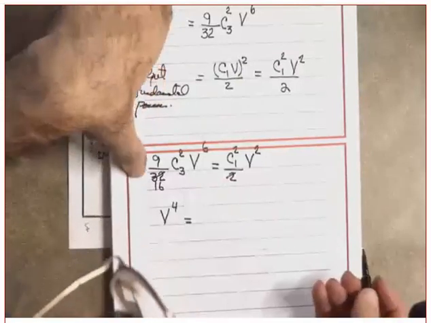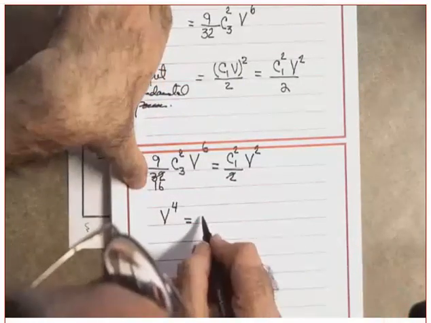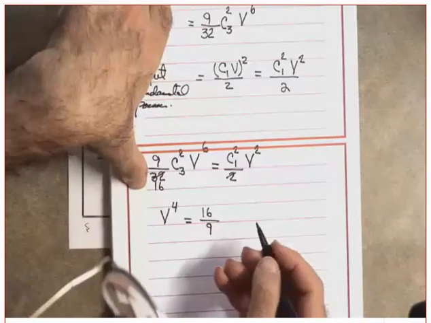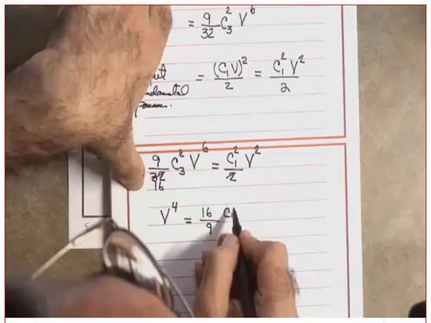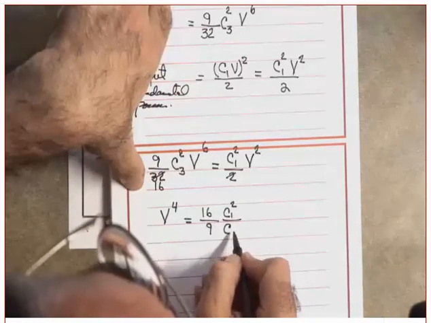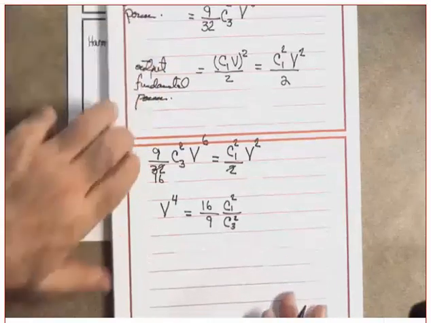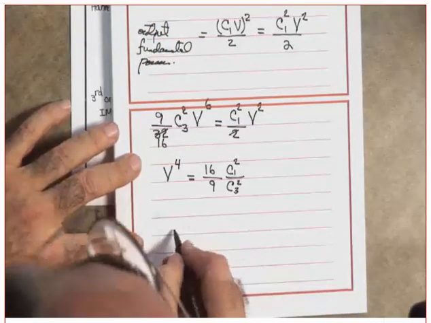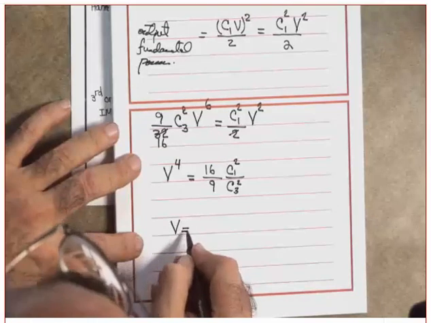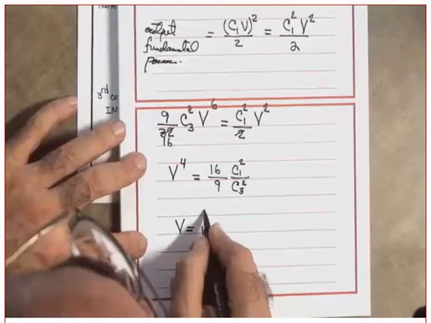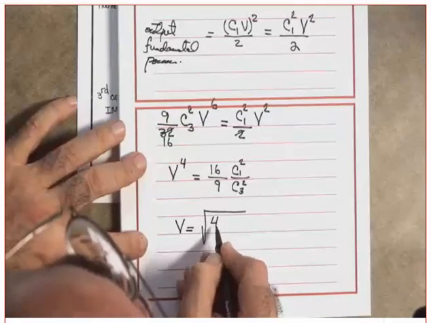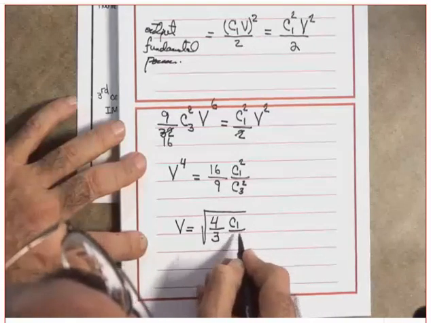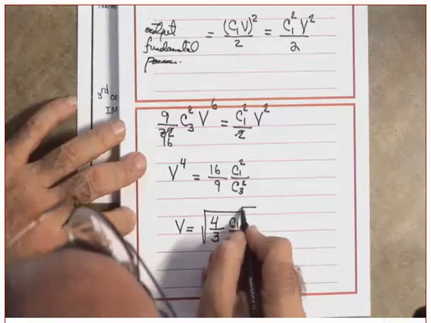So V to the 4, help me. 16 over 9 times C1 squared divided by C3 squared. Did I mess up? Can you tell me what is V? Square root of 4 over 3 times C1 over C3.